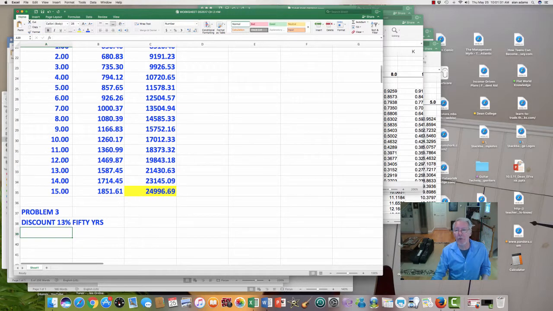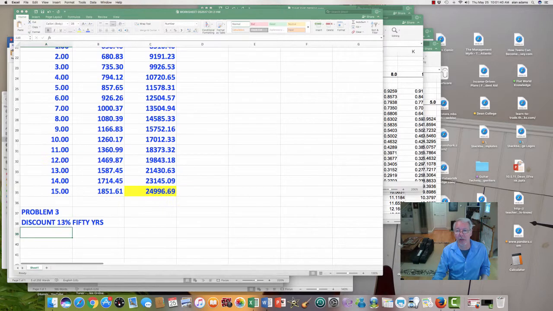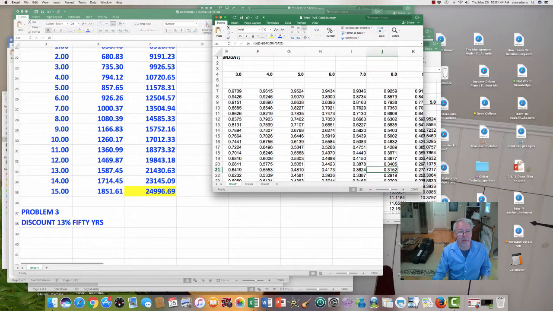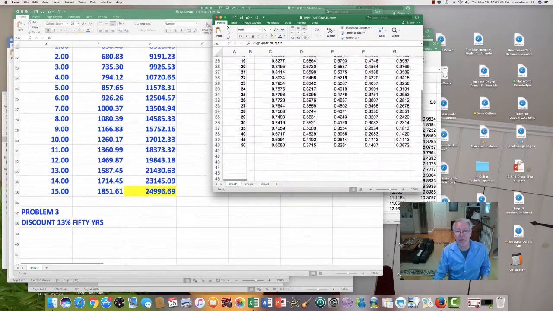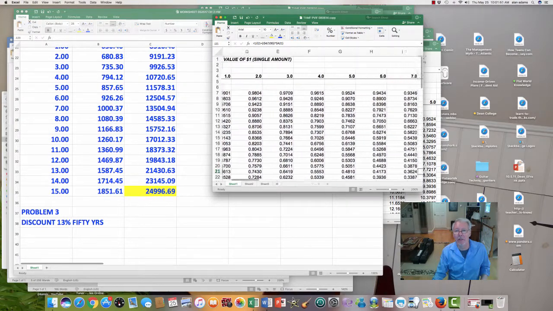So what we're going to do is take any future numbers and discount them and make them comparable to that $45. The amount of money that we're dealing with, again, is $20,000. So I'm going to come over here and take 50 years. That's the last number we see in line 40.